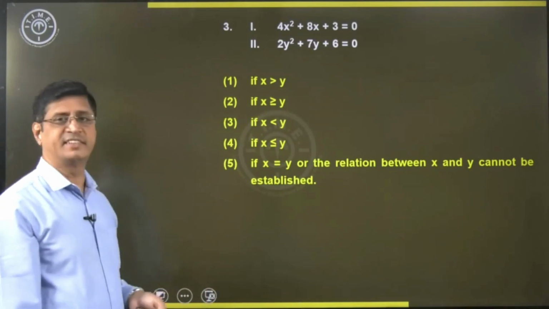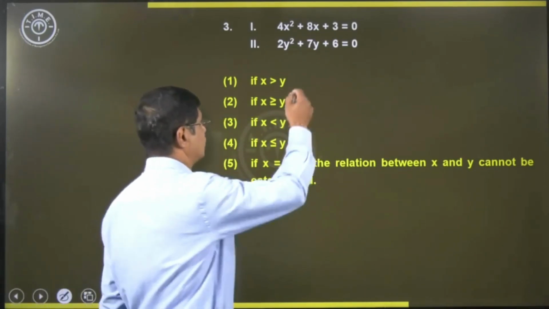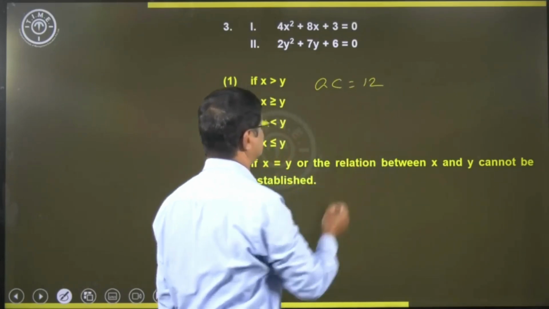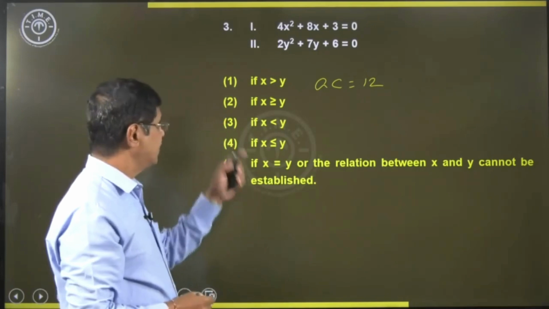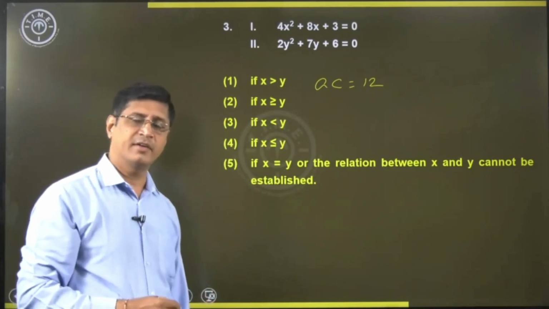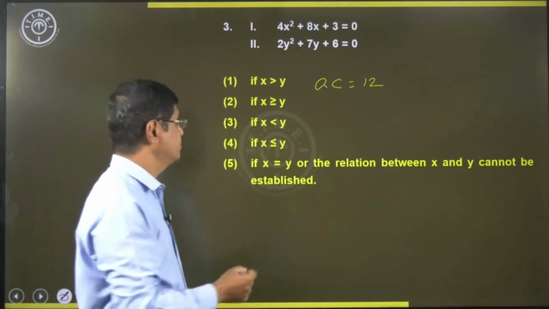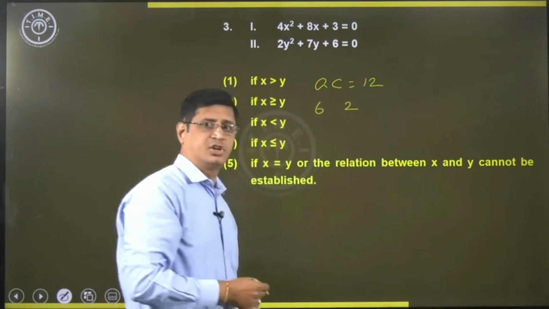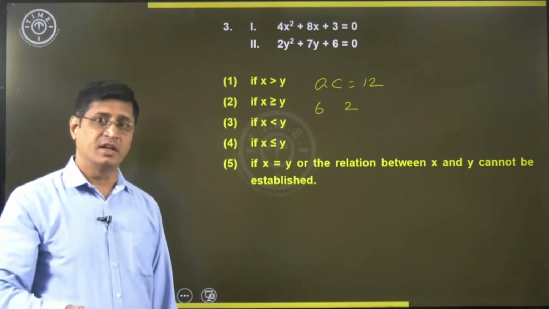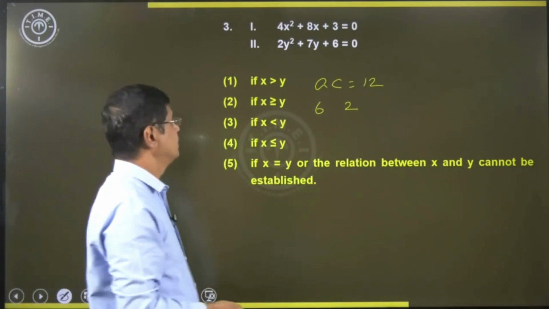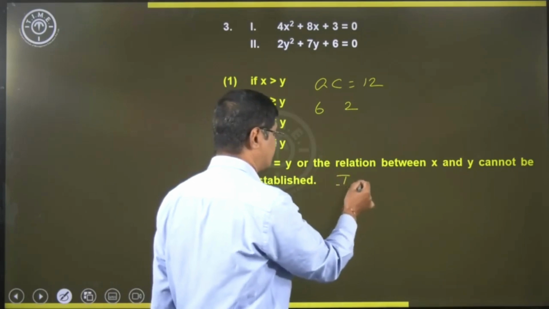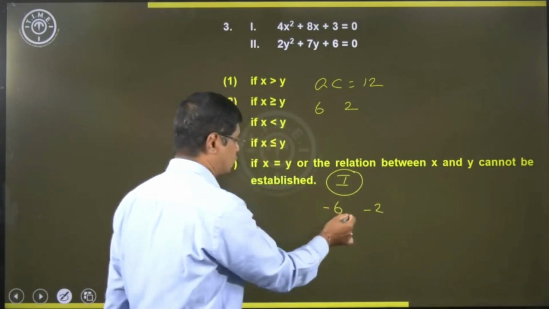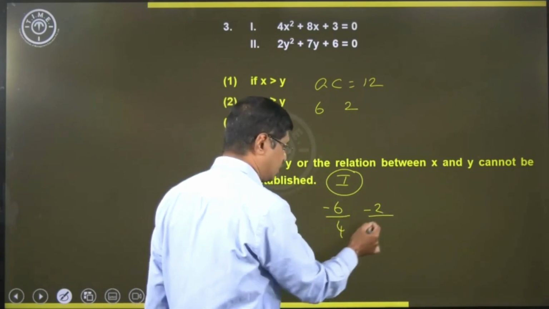Okay, now look at the third example. Here, how much is the product of A and C? A and C is equal to +12. How to get the middle number by using this product means very simple. 6 into 2, that is a 12. 6 plus 2 is equal to 8. The factors are 6 and 2. Factors are 6 and 2 means what about the roots? Roots are -6 and -2 by coefficient of x square, that is 4.